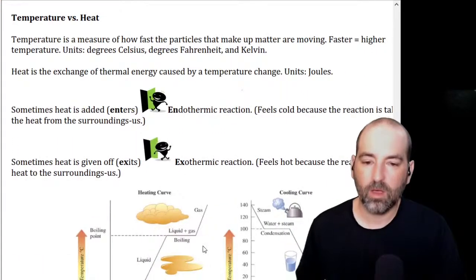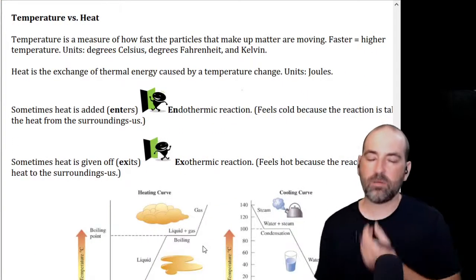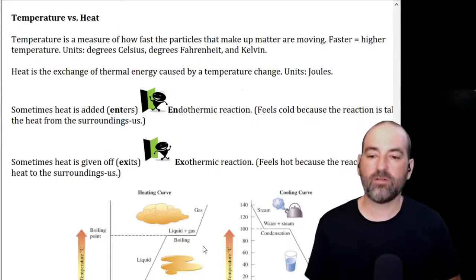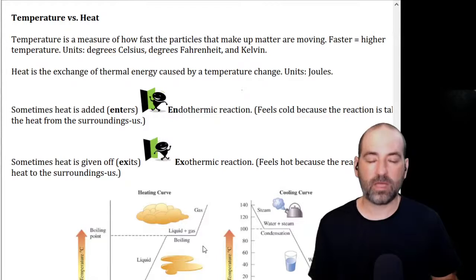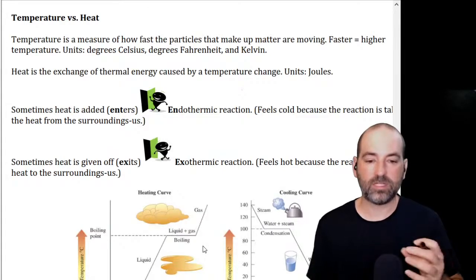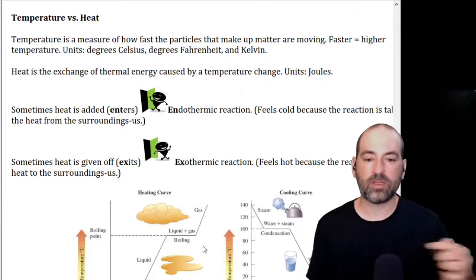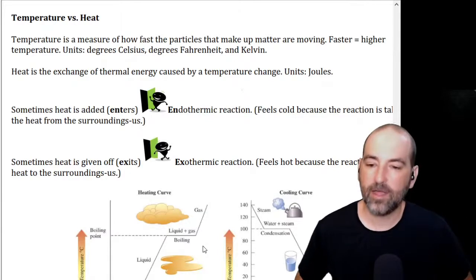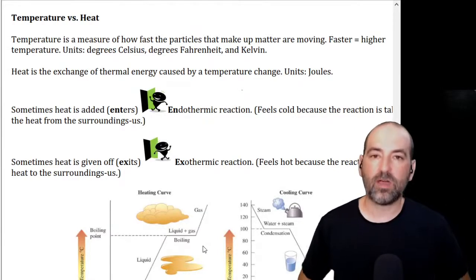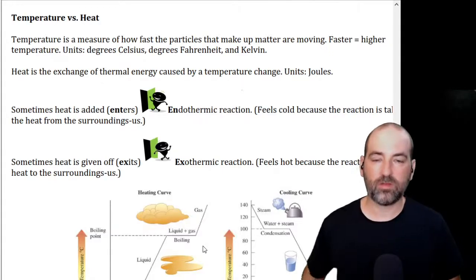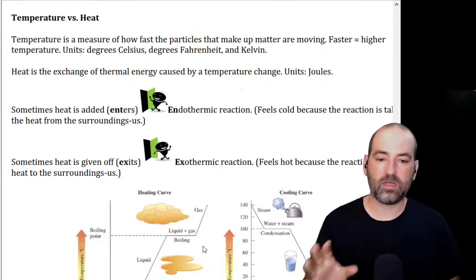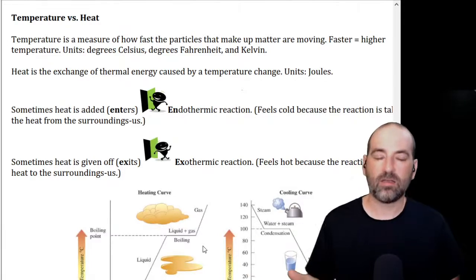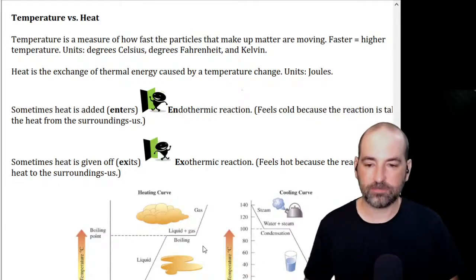Okay. Temperature versus heat. So temperature is not a measure of heat. Temperature is a measure of how fast the particles that make up matter are moving, and they could be just oscillating like in a solid, or they could be actually moving around like in a gas, across distances. Heat describes a transfer of energy. So if there was energy in one place and now there's energy somewhere else and no work was done, that's heat, the exchange of that energy.